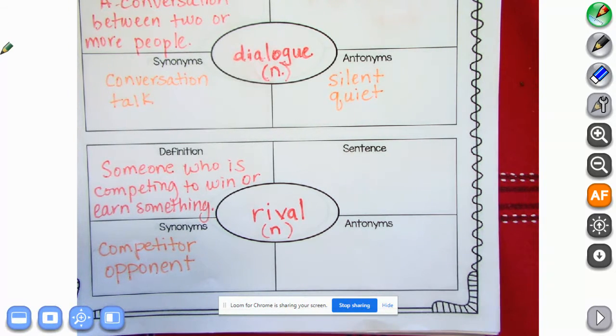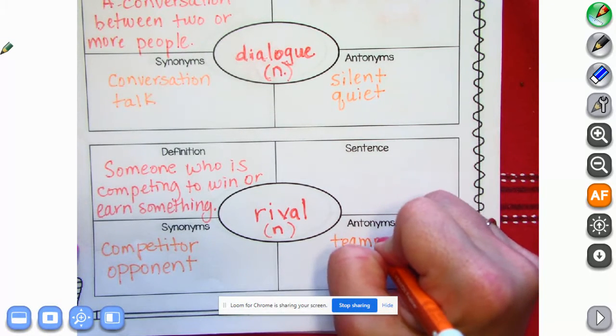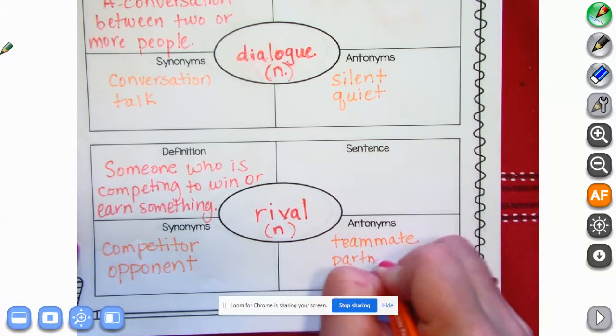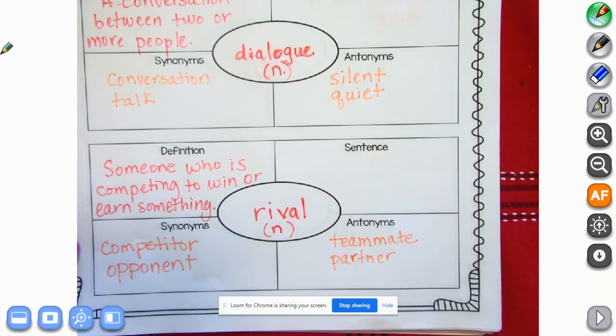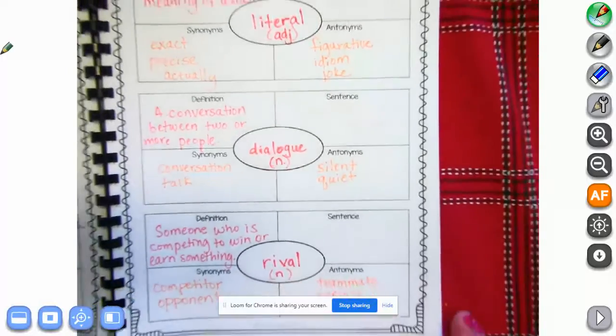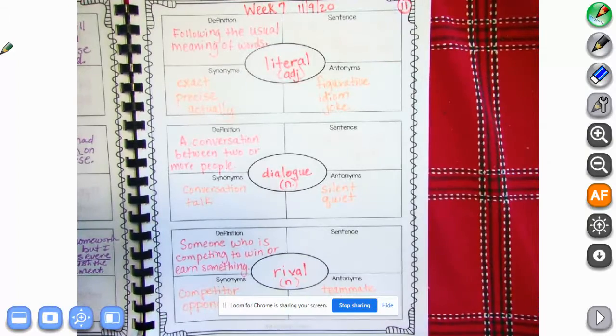And what is the opposite of a rival? Competitor or opponent would be a teammate. Your teammate is not your competitor. Or a partner. When you're trying to do something together, you and your partner. Okay, try to get those written down. Go ahead and push pause and come back when you're done. So we should have this much of page 11 filled out. All of this should be done. Okay.